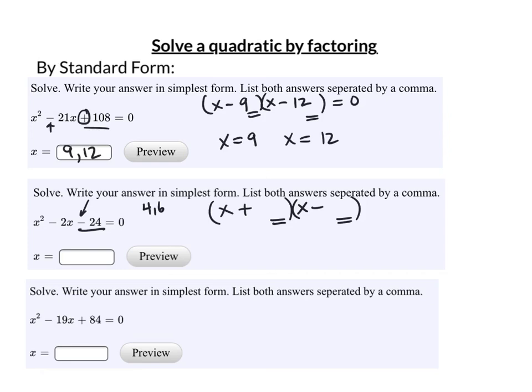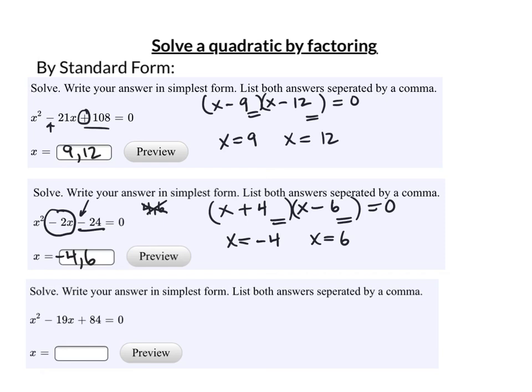4 times 6 is 24. 4 and 6 subtract to 2. Now really, again, I need them to add to negative 2. So to make 4 and 6 add to negative 2, I'm going to have to make it negative 6 and positive 4. And our answers come from what you plug in to make 0. Well, negative 4 plus 4 is 0, and 6 minus 6 is 0. So negative 4 and 6 are our answers.